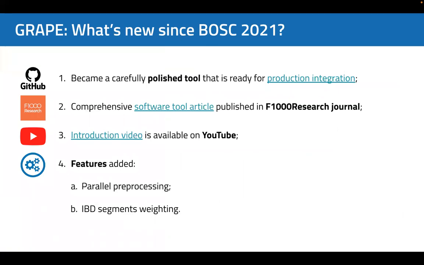GRAPE was originally presented at the BOSC 2021 conference, and in this presentation, I would like to describe an update that has taken place over the past year. First of all, massive refactoring has been performed. Now GRAPE is a carefully polished tool that is ready for production integration. To emphasize that, we published a scientific paper about the pipeline that is now available for review in the F1000Research journal. GRAPE has a comprehensive README manual and a short introduction video available on YouTube that we invite you to watch and share. Also, several important features have been added.